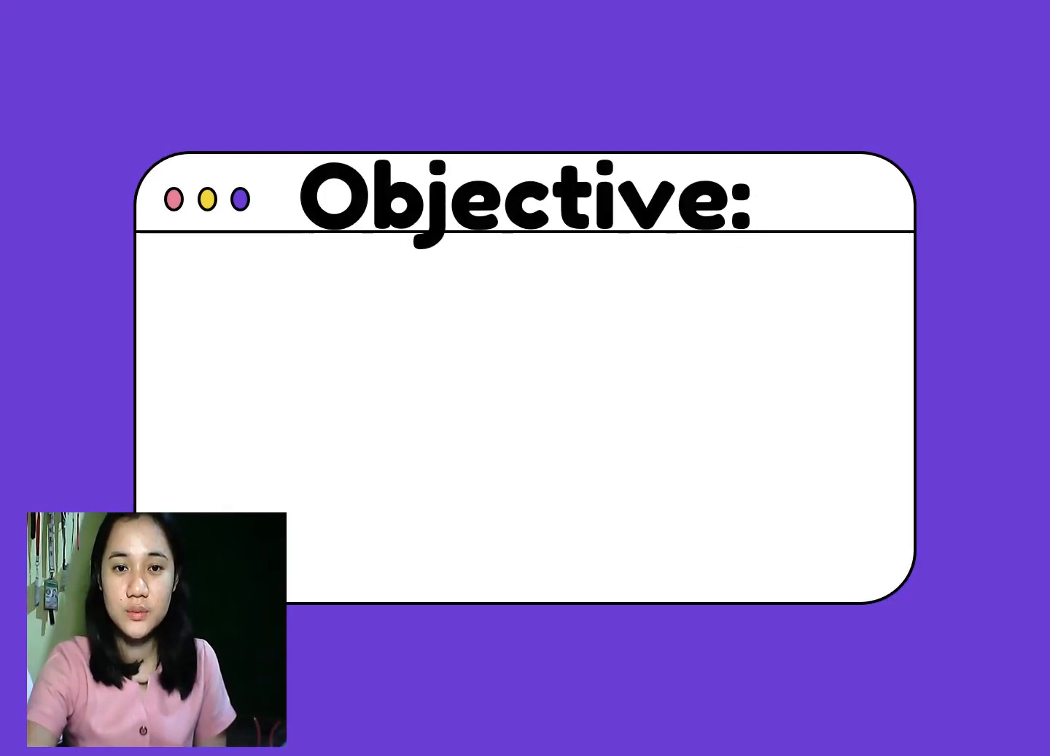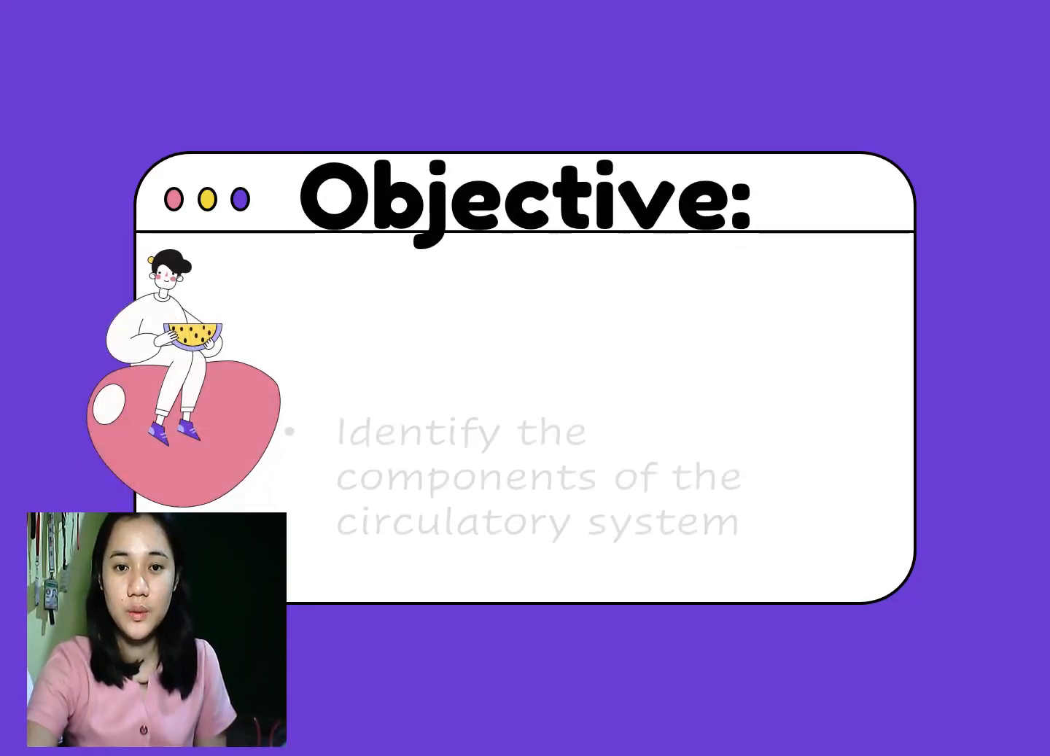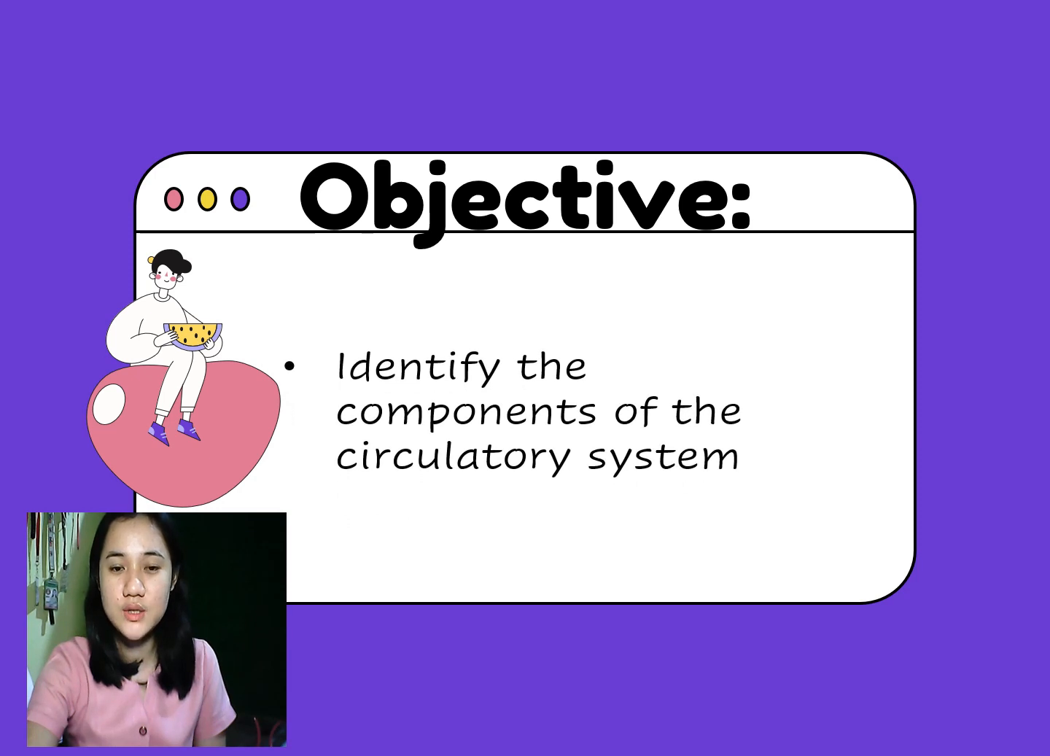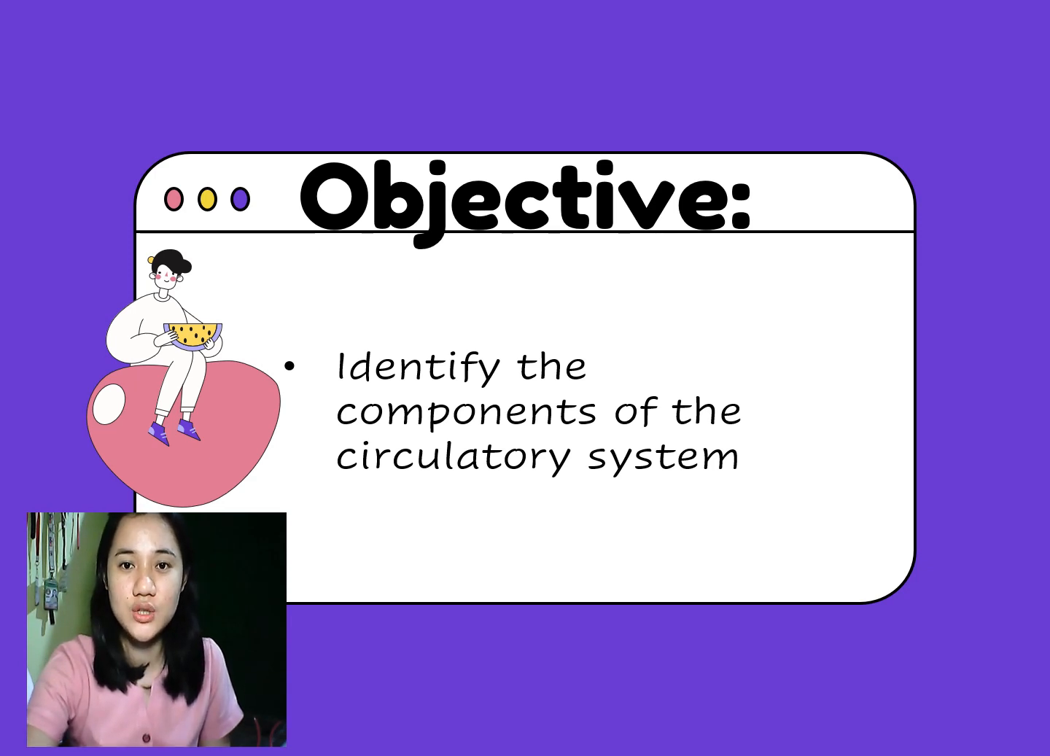For today's learning objective, we will identify the components of the circulatory system. In this topic, we will discuss how the human body transports useful materials to where they are needed, and how the body gets rid of metabolic waste. You will discover the importance of an efficient transport system in keeping you alive.